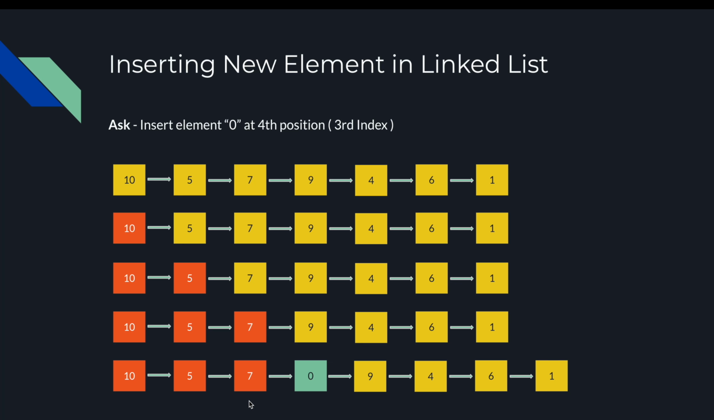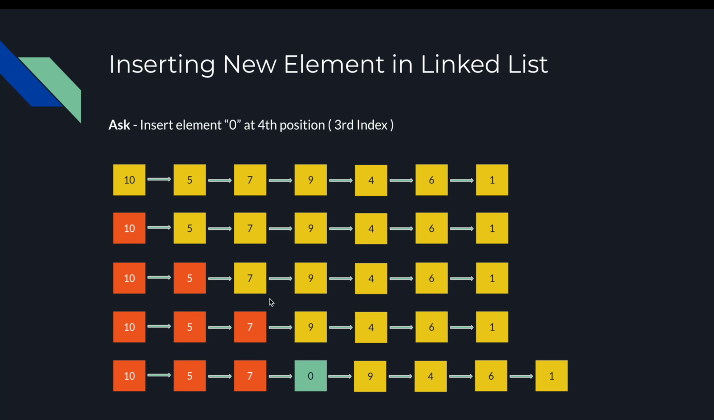So the final output will look something like this. 7 will point to 0 and 0 will point to 9, and the rest of the linked list will remain unchanged because 9 will still reference or point to the 4 and 4 will keep on pointing to 6 and so on. So the major part in insertion was to create a new node and make sure the previous node points to this new node, and this new node will have the reference of the rest of the linked list. That's it, and that's how insertion works in linked lists.